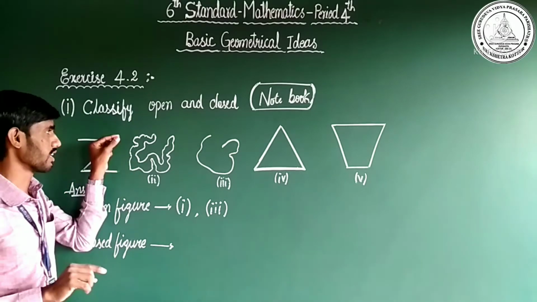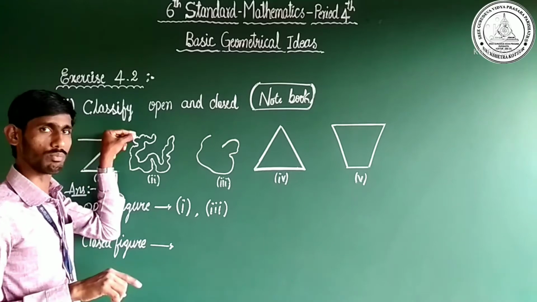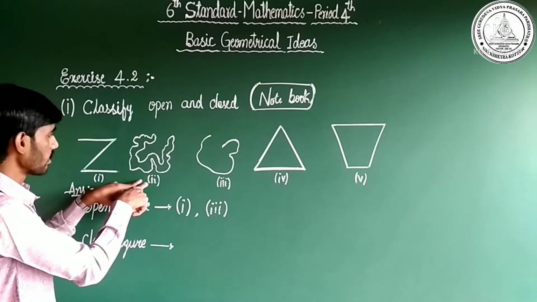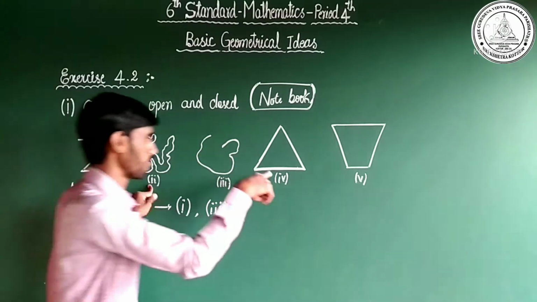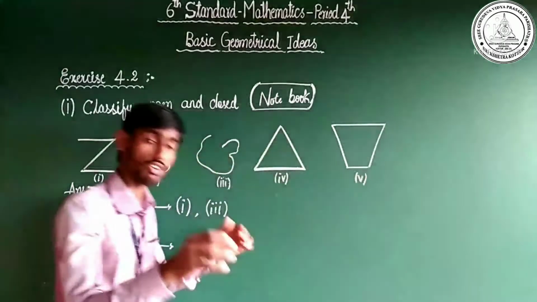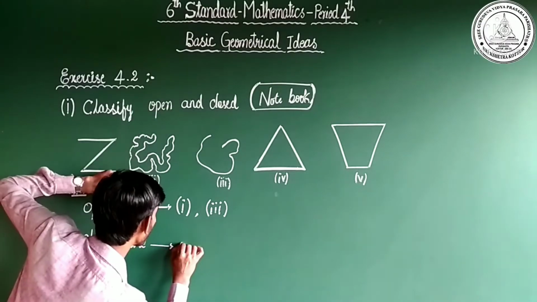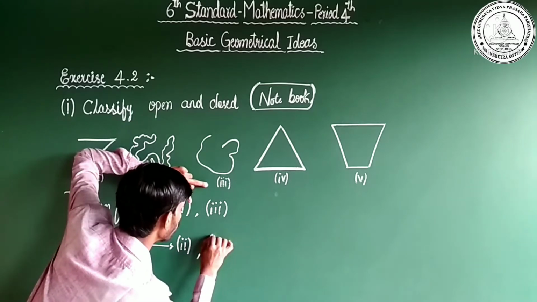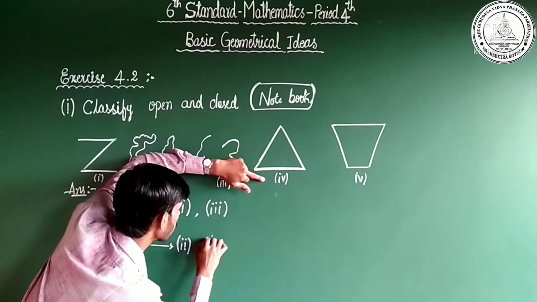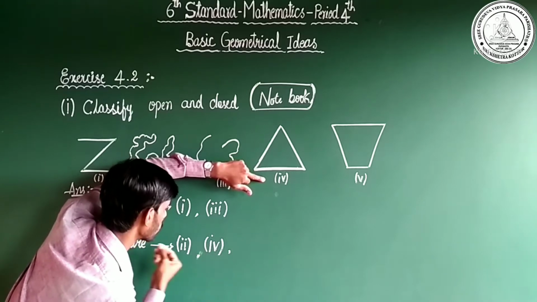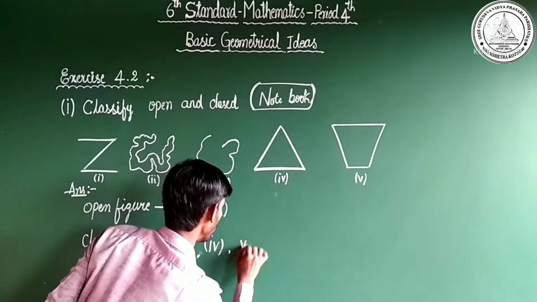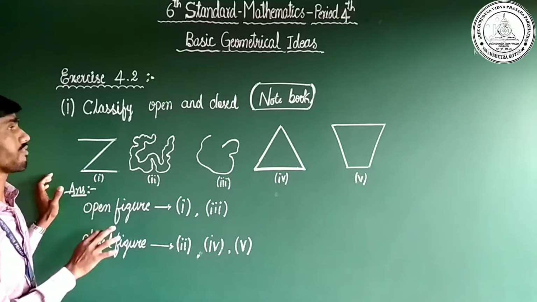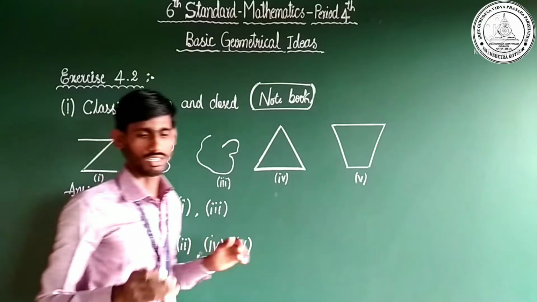What is a closed figure? In the picture, the point starts from one point and ends at the same point. That is a closed figure. Dear children, the second one is a closed figure, the fourth one is a closed figure, the fifth one is also a closed figure. Just point out the question numbers: second one, fourth one, next, fifth one. These three belong to closed figures. Okay, this is the solution or answer of question number 1.